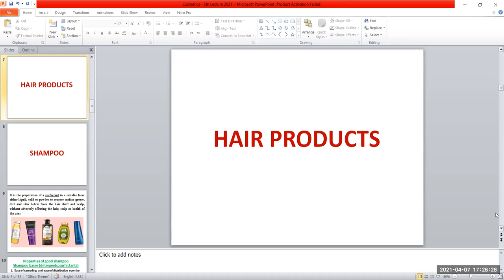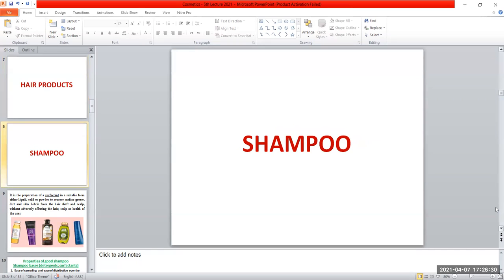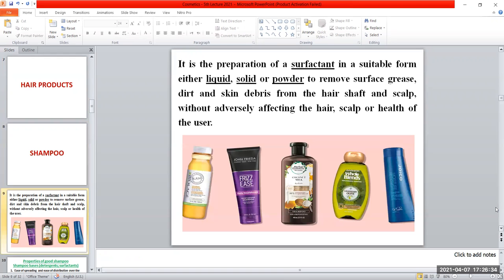هندخل بعد كده على الـ hair products. We will take the shampoo. What's the shampoo? It's the preparation of a surfactant. All of us know what's a surfactant in a suitable form. Shampoos can be liquid, solid, or powder.